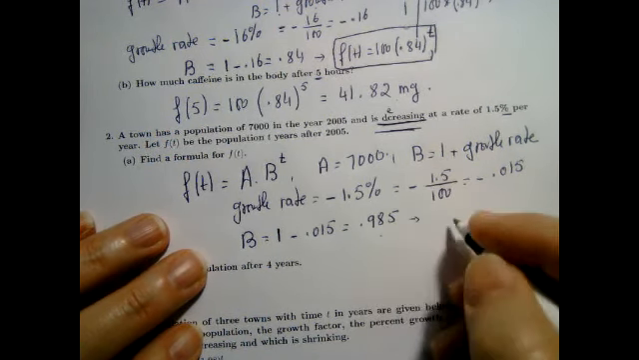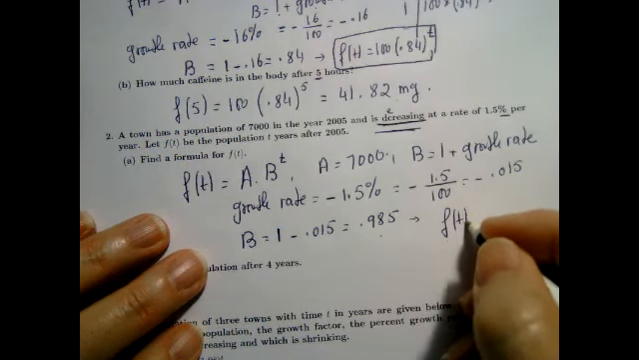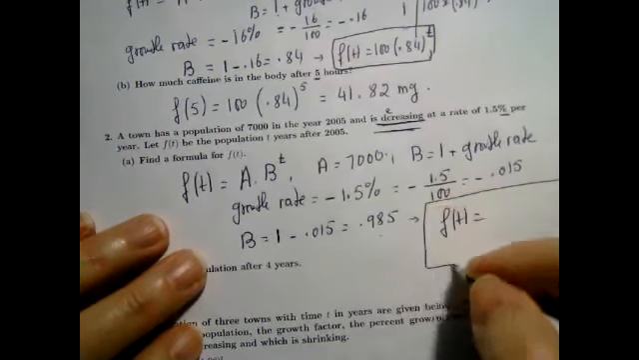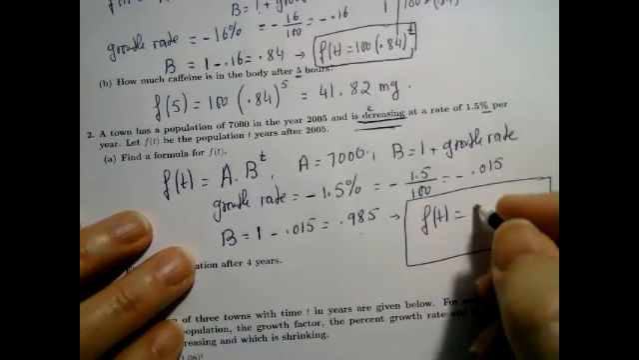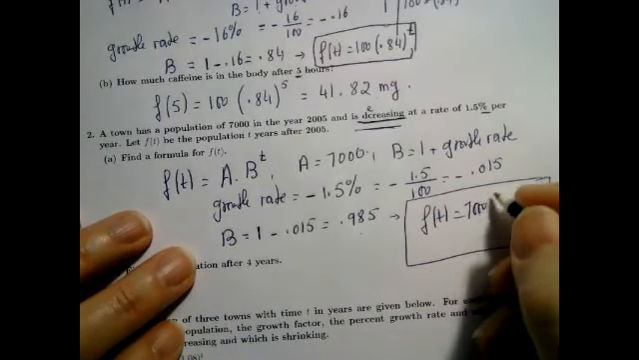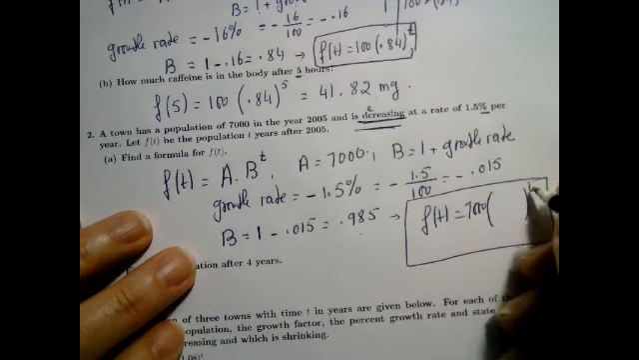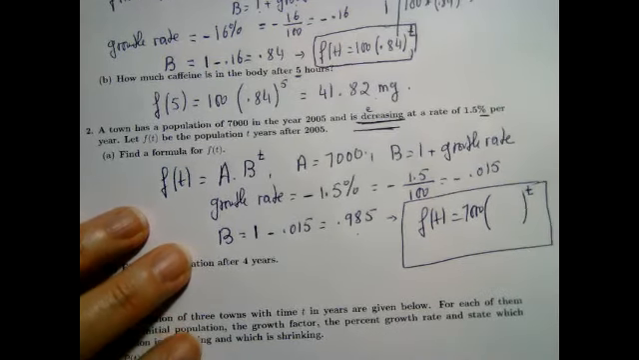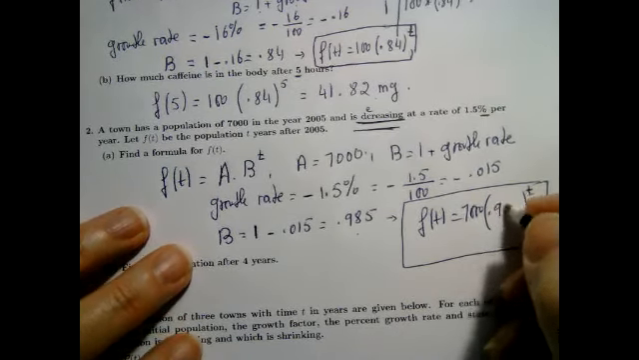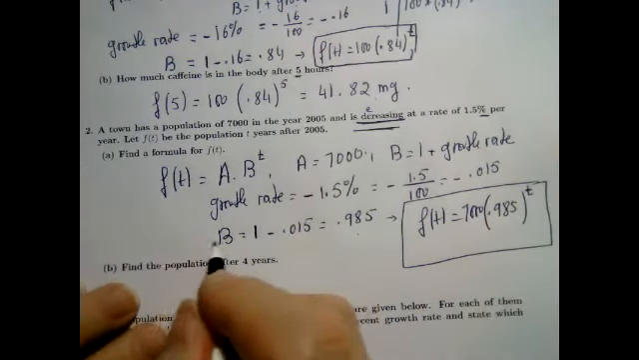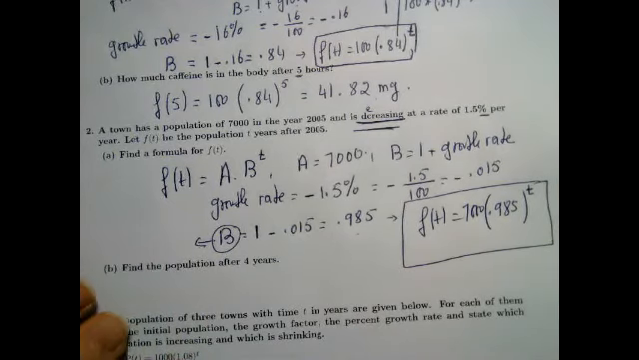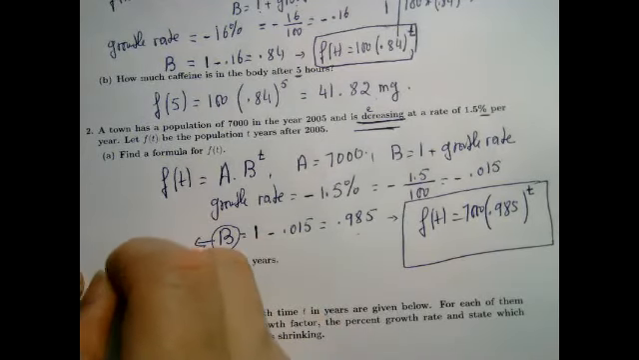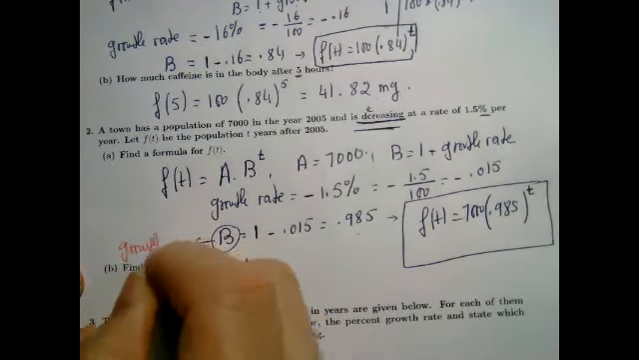So this will give me that my function f of t is, and now I put it here, A, which is the initial, 7,000, times B to the power t, and B is 0.985. This B is called the growth factor, not the rate. This is what we call the growth factor.